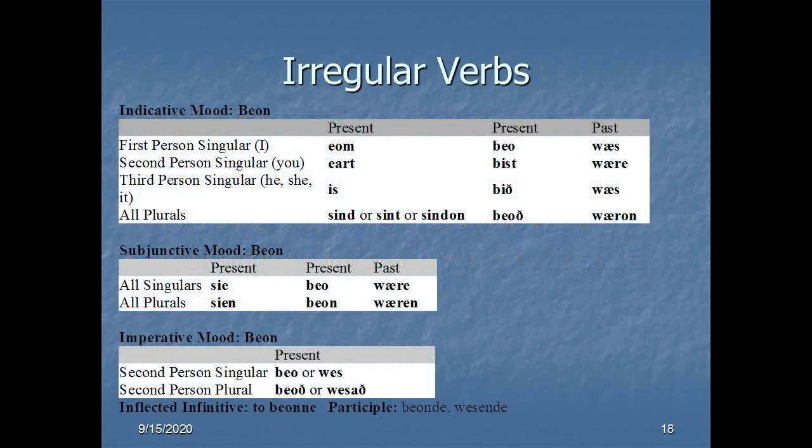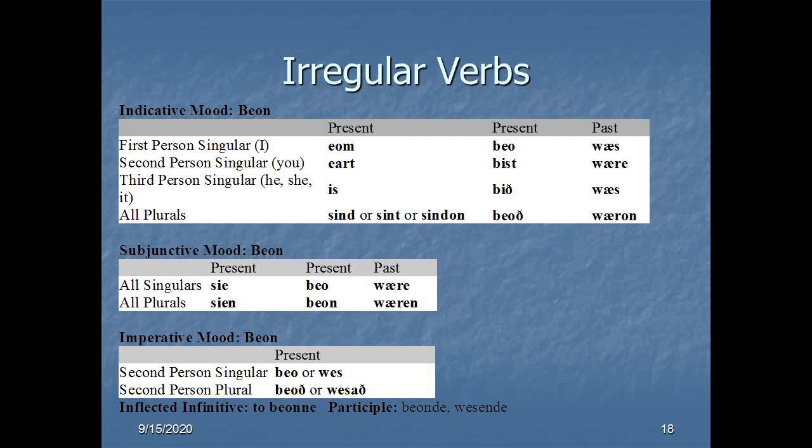So to start with our most basic verb, beon, this one's a conflation of 3 distinct verbs and has 2 present tense roots. So in the first person, we can say ich eum, thu ert, he is, or we sind or we sinden. Or we can say ich beo, thu bist, he bith, we beoth.